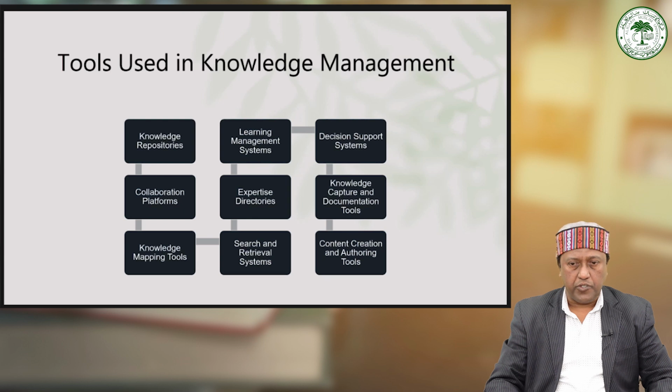Another tool is search and retrieval systems, the tools that allow users to search for and retrieve relevant knowledge and information from knowledge repositories. These systems often include features like keyword search, advanced search filters, relevance ranking, and browsing capabilities.